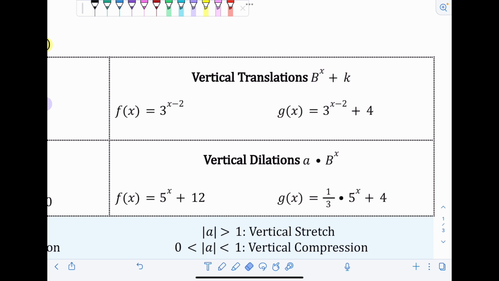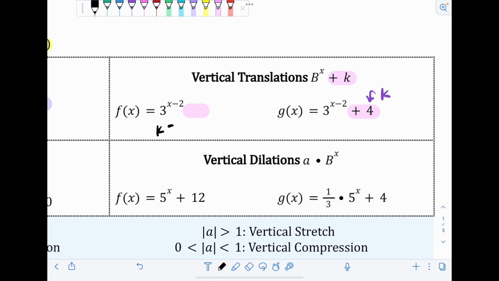So for f of x, it's f of x equals 3 raised to the x minus 2, and g of x is 3 raised to the x minus 2 plus 4. So you can see that there is a number that wasn't here that does get added, like a constant gets added to the end of g of x to get that new function. And that constant added at the end, that's our plus k. So that would mean that k is 4.